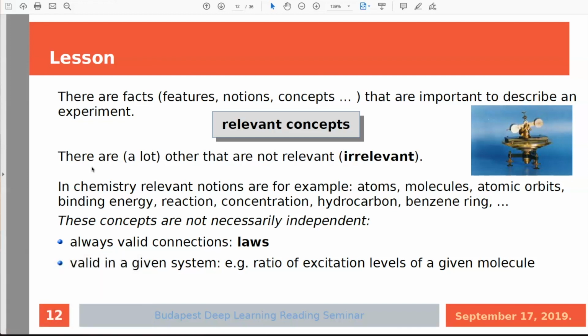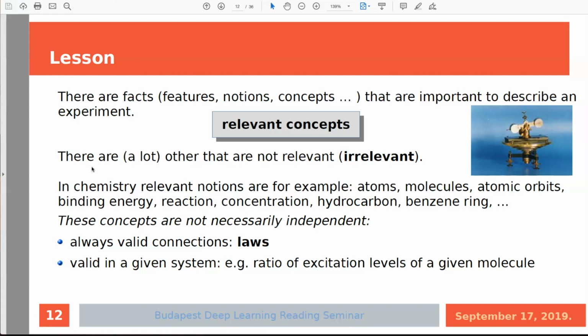So there are important facts or features or notions or concepts, and anything can be used, that are important to describe an experiment, and these we will call relevant concepts, very relevant notions. And there are a lot of other notions that are not relevant, so they are irrelevant. For example, in chemistry, the relevant concepts, notions are, for example, the atoms, molecules, atomic orbitals, binding energy, reaction, concentration, and so forth.